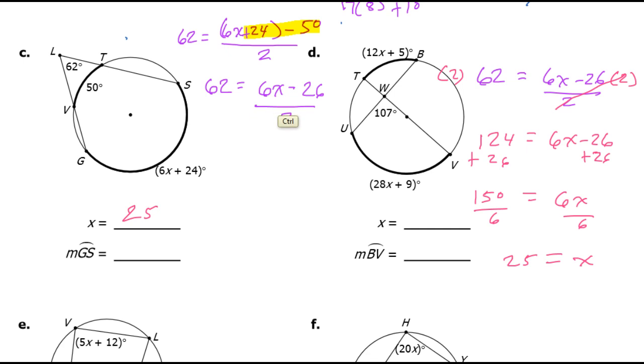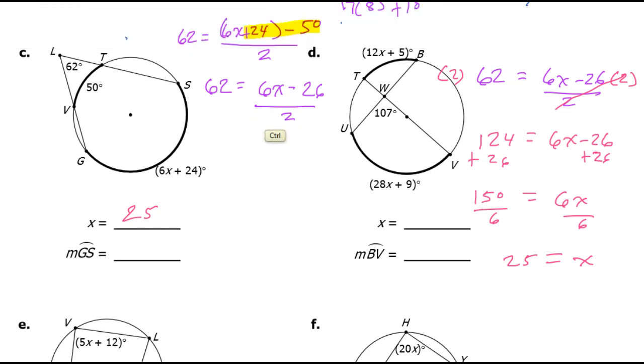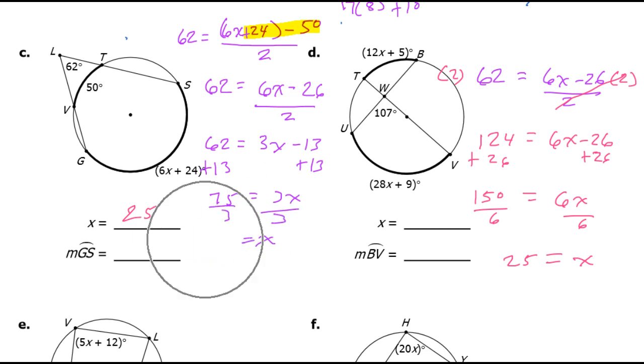Now, I could do it the way that Karim said, and I should get the same answer. Both of these numbers happen to be divisible by 2, which is why this works. If one of these had been like a 5 or something, this method would be a little bit more messy. But since they are both divisible by 2, I could go 3x minus 13 and then add 13 to both sides. So that's 75. And then divide by 3. Okay, either way you get 25.